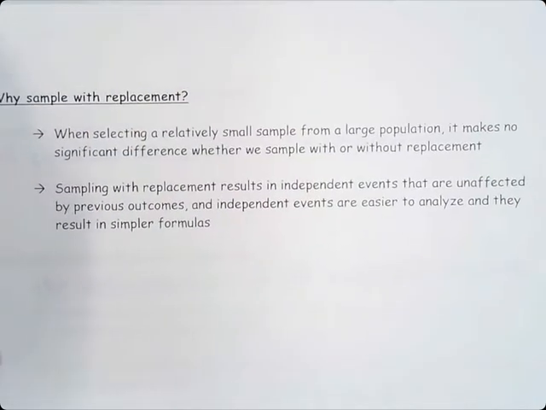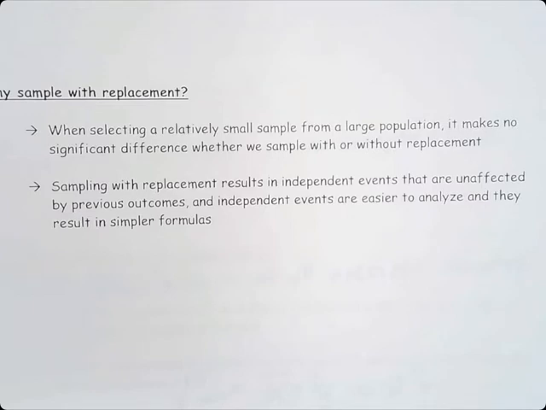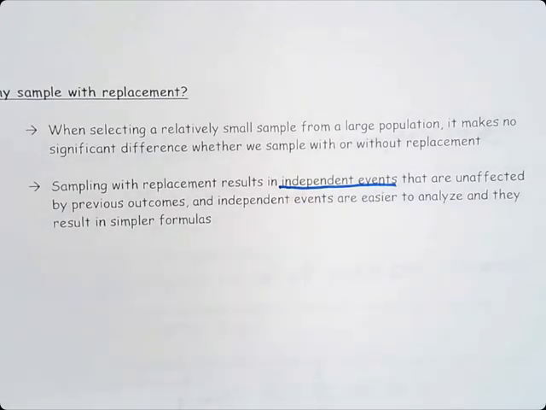Just a couple of things about why to sample with replacement. When selecting a relatively small sample from a large population, it makes no significant difference whether we sample with or without replacement. Sampling with replacement results in independent events, which is important, that are unaffected by previous outcomes. Independent events are easier to analyze, and they result in simpler formulas.